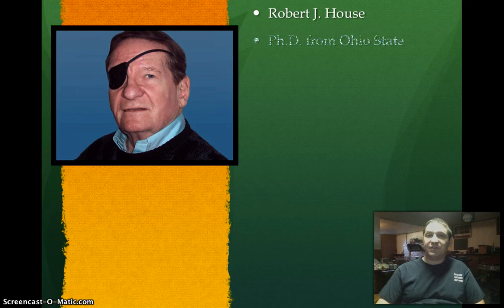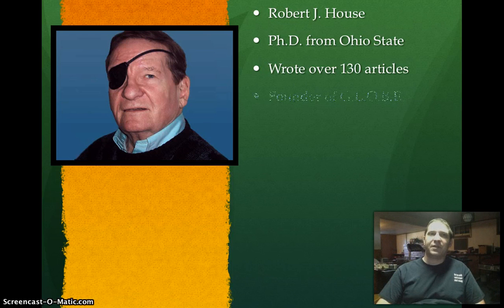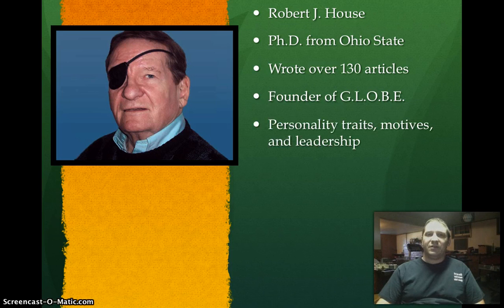The path-goal theory was mostly pioneered by Dr. Robert J. House. Dr. House received his PhD in 1960 from Ohio State, and since then he has written over 130 articles and journals and appears in chapters in numerous books. He is the founder of the Global Leadership and Organizational Behavior Effectiveness Research Program, otherwise known as GLOBE. His chief interests and research were in personality traits and motives as they relate to effective leadership and organizational performance.